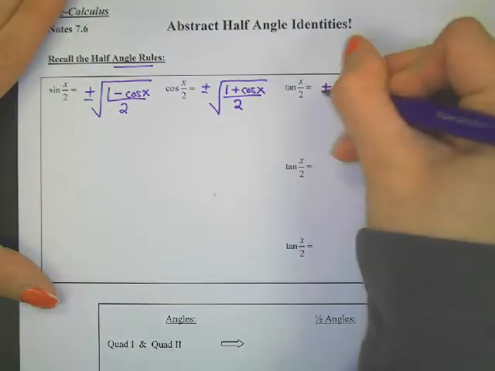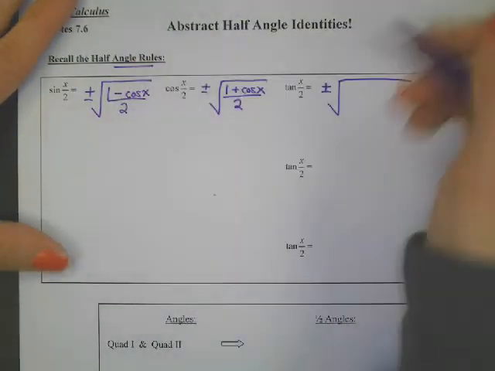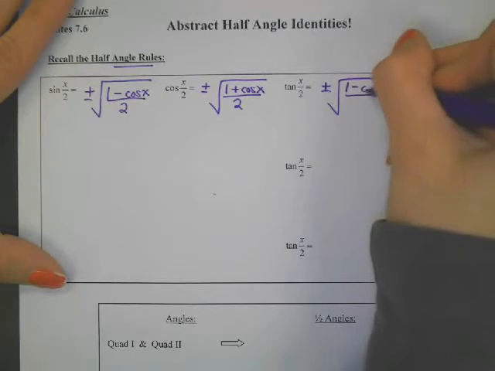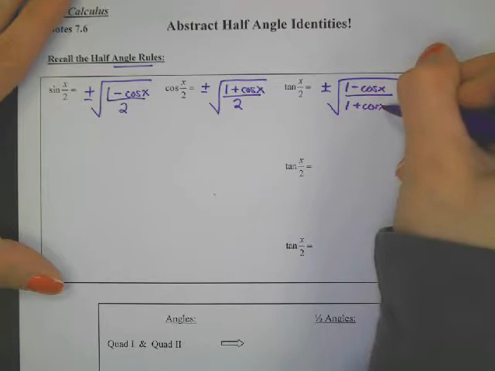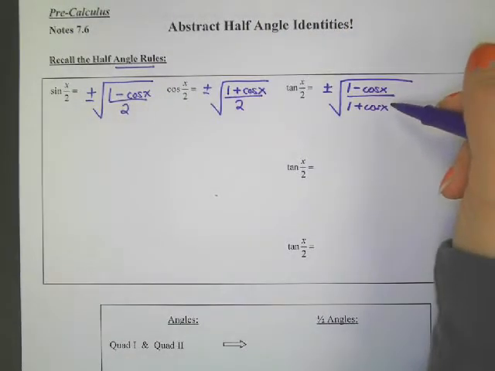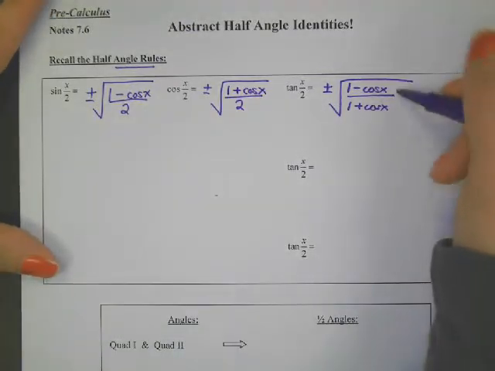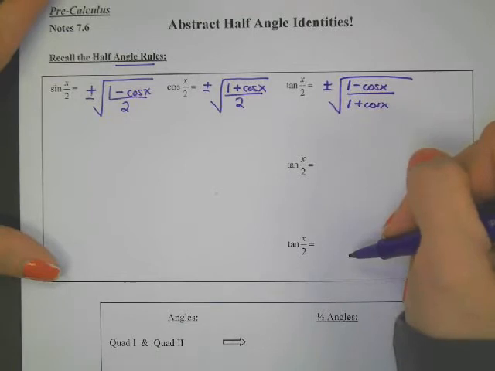And tangent is plus minus the square root of. Tangent is sine over cosine, so that would be 1 minus cosine of x over 1 plus cosine of x. Now that's an easy one to derive from those two, but this is not the easiest one to calculate with. You have to simplify a radical, multiply by conjugates, rationalize. So there's a couple more formulas here.